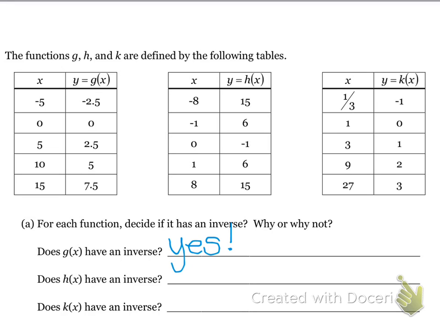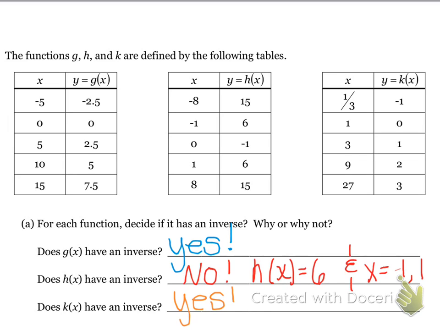Now, looking at h, does this have an inverse? No, it doesn't. Why? Because the function h has an output of 6 that is linked to x equals -1 and +1. So essentially, those points -1, 6 and 1, 6 would fail the horizontal line test. And the last one, does k have an inverse? Yes, it does. Once again, every y value has only one x value.